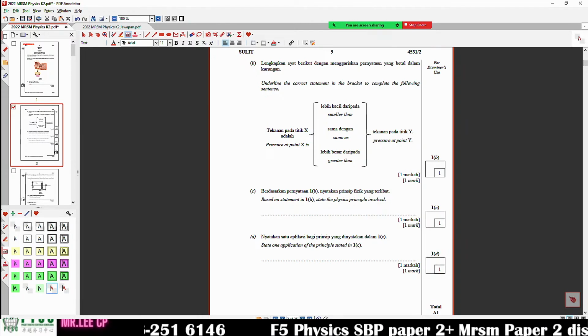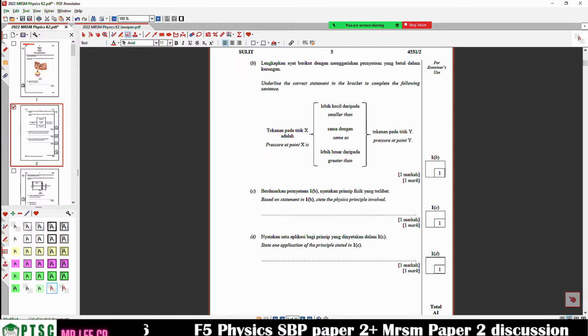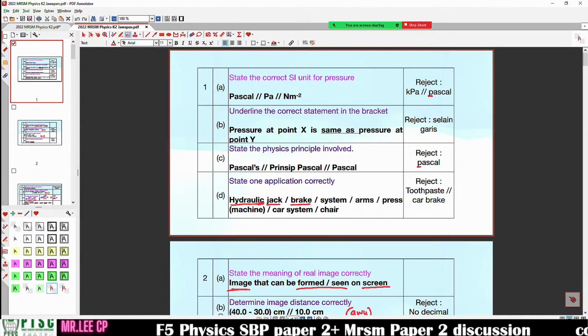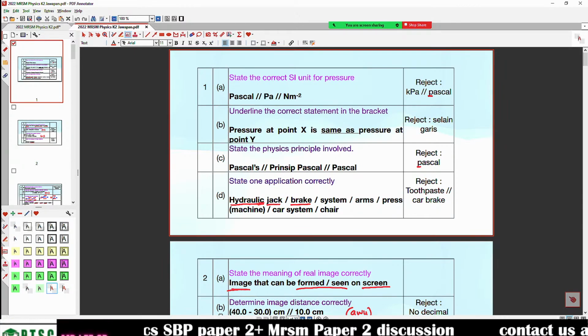Based on the statement in 1b, state the physical quantity involved. State the physical quantity involved. 1b, it is Pascal or Pascal principle. Capital or small letters, wrong.